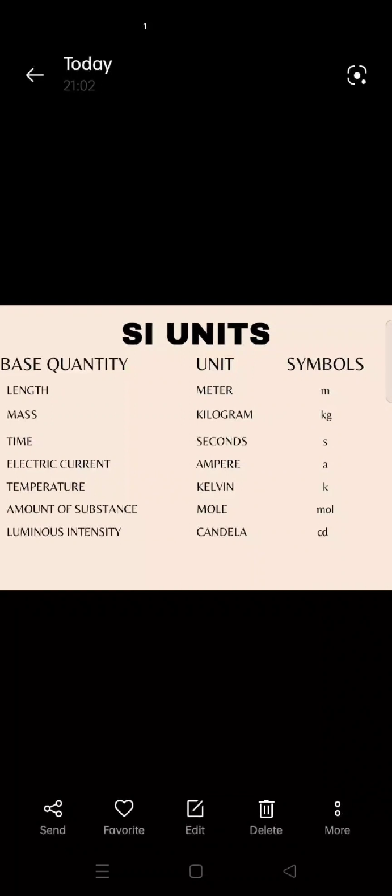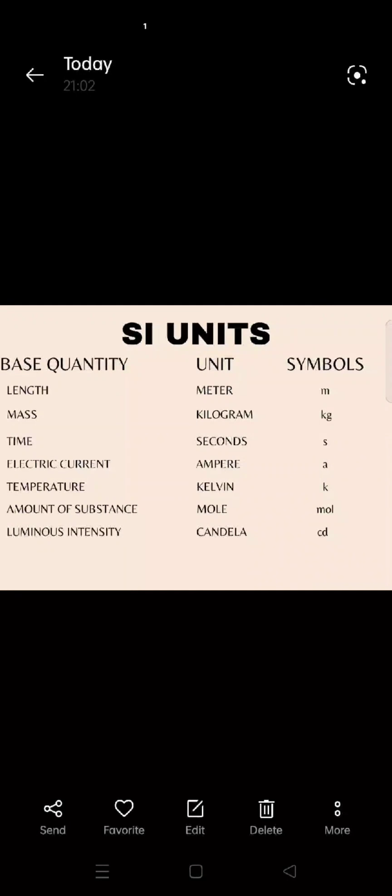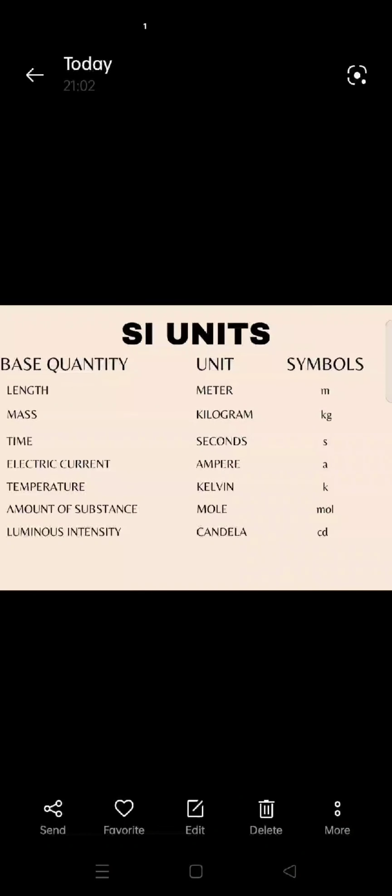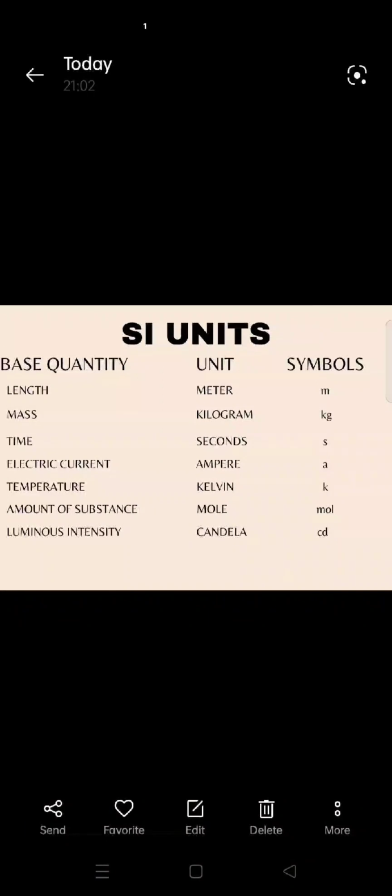And the unit for length is meter, for the mass is kilogram, for the time is seconds, for the electric current is ampere, for the temperature is Kelvin, for the amount of substance is mole, for the luminous intensity is candela. And the symbol for meter is m, for kilogram is kg, for seconds is s, for ampere is A, for Kelvin is K, for mole is mol, and for candela is cd.